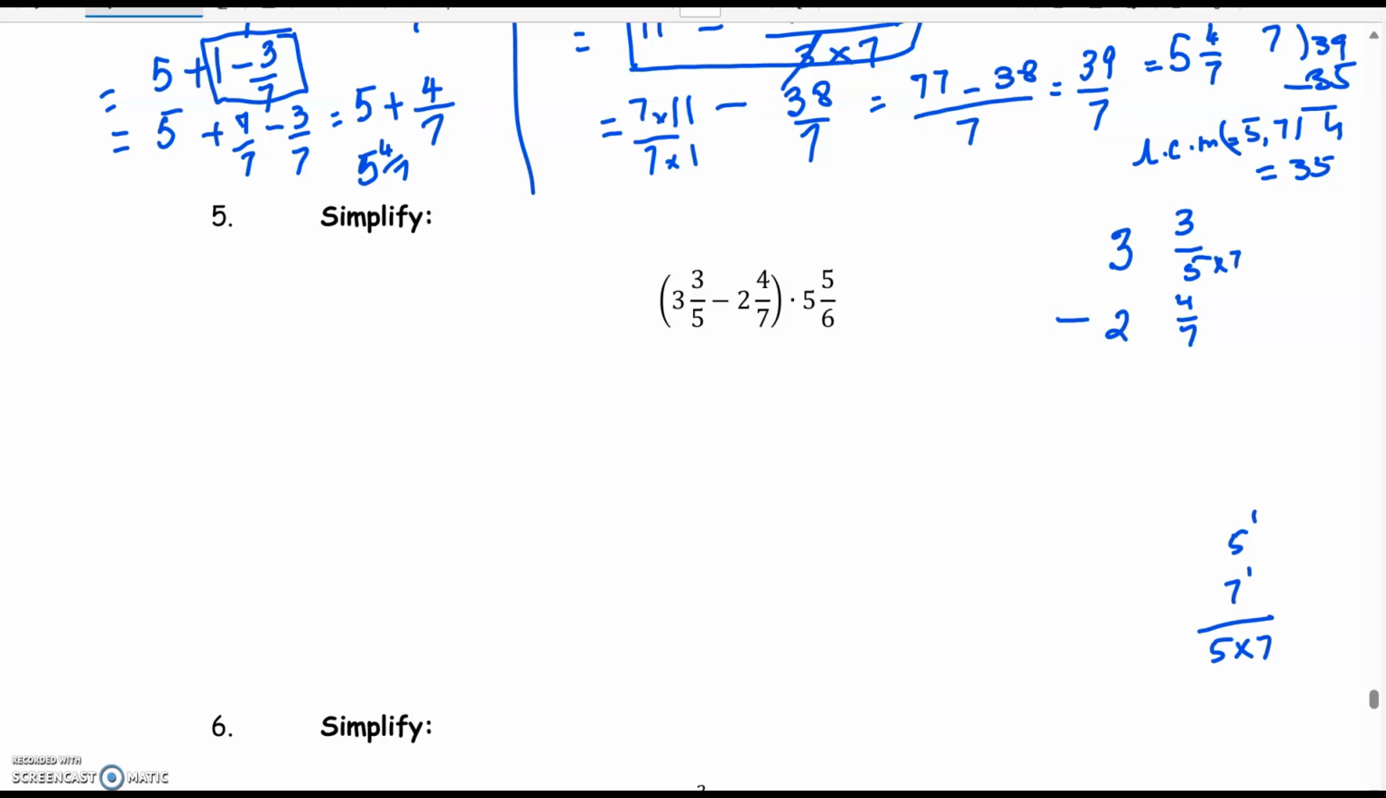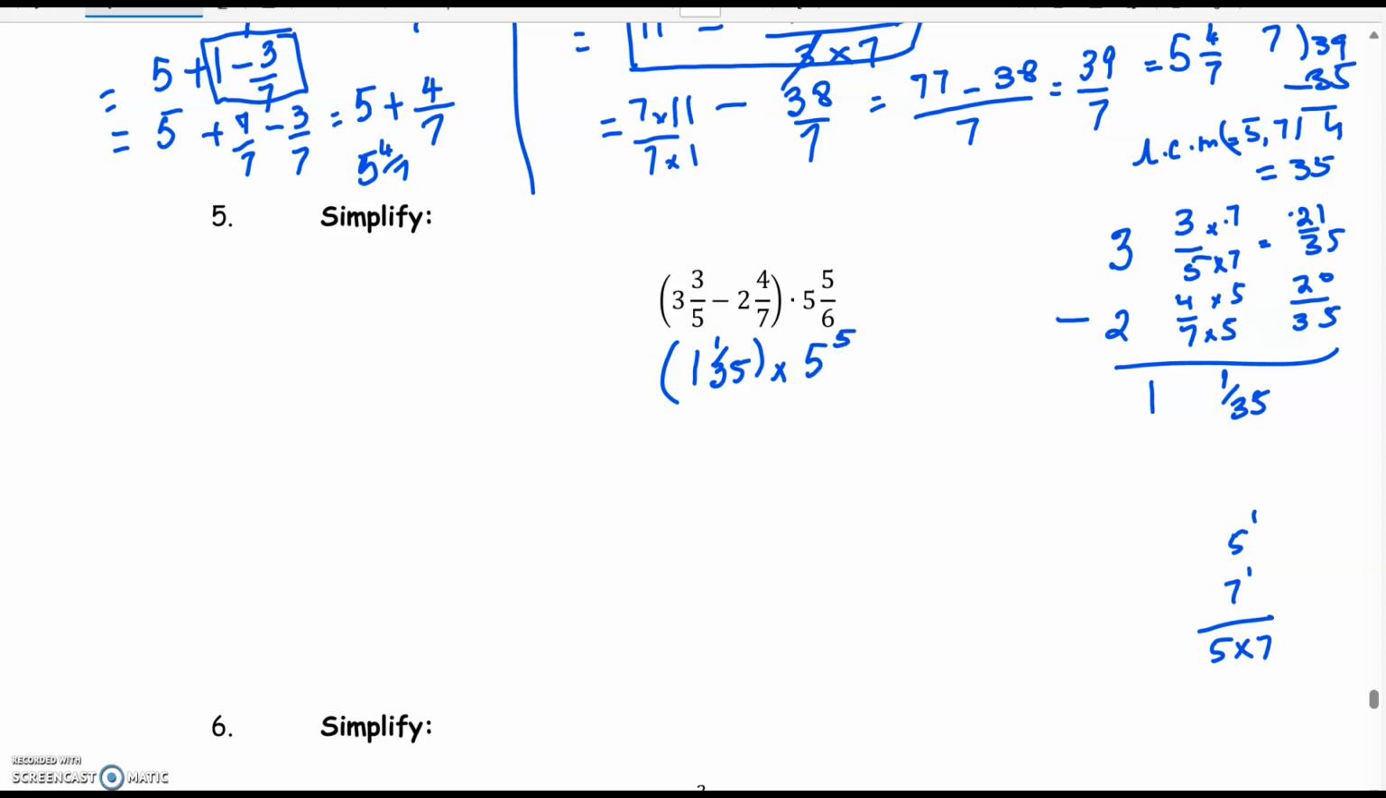So we multiply the 5 with the 7, and we multiply the 7 with the 5, and we get 21/35 and 20/35. So now we subtract. 3 minus 2 is 1. 21 minus 20 is 1/35. So that is 1 and 1/35 times 5 5/6.